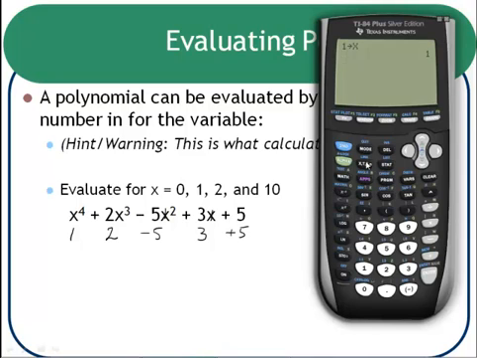And so if I did x to the 4th power, that'll be 1 times 1 times 1 times 1. It'll give me a 1 back.